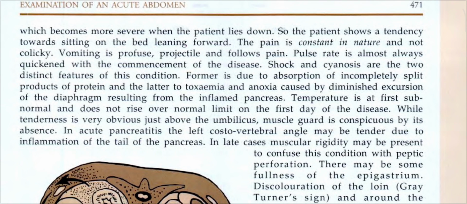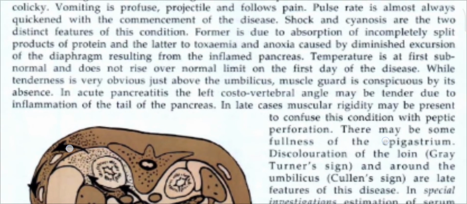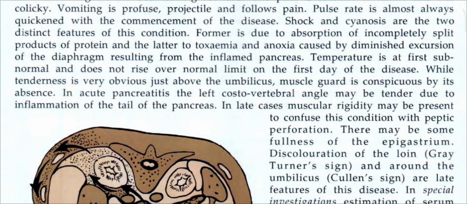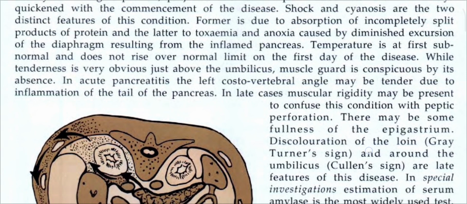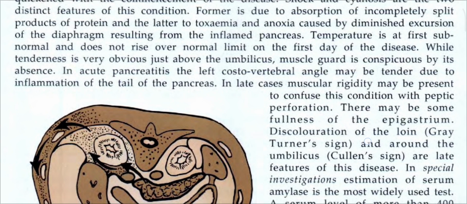The pain is constant in nature and not colicky. Vomiting is profuse, projectile, and follows pain. Pulse rate is almost always quickened with the commencement of the disease. Shock and cyanosis are two distinct features of this condition. Shock is due to the absorption of incompletely split products of protein and later to toxemia, and anorexia caused by diminished excretion of diastase resulting from the inflamed pancreas.